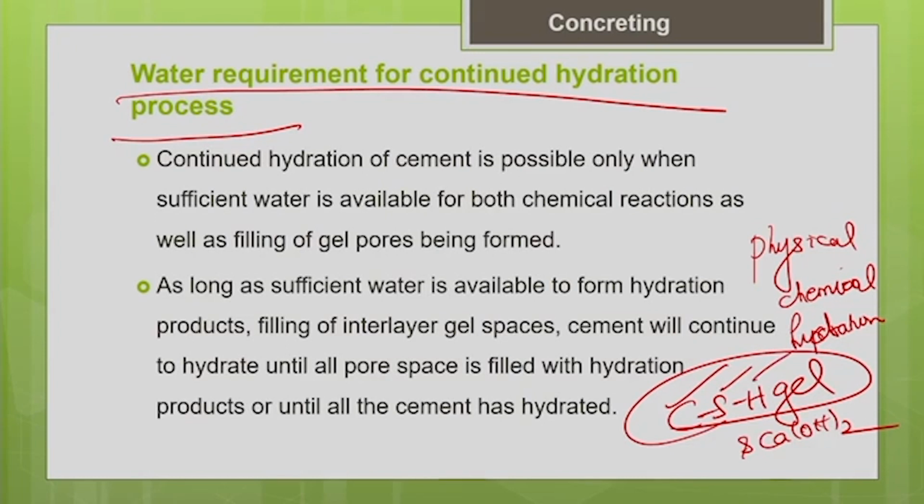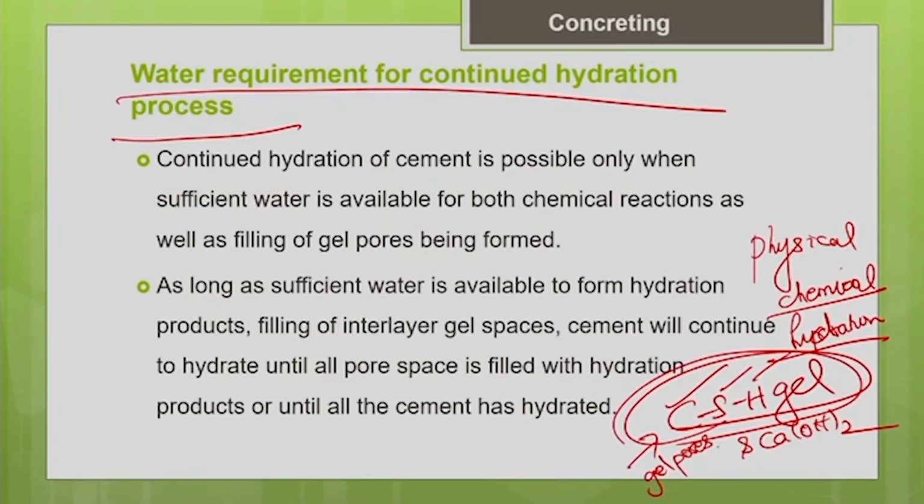Okay. So, we need water for this chemical reaction, that is chemical hydration. And what is this physical hydration? When these hydration products form, this CSH gel, there are a lot of gel pores, a lot of voids or gel spaces or pores in these hydration products. These pores should be filled with water. That is very important. Then only your hydration will be complete. So, for filling of the gel pores in the hydration products we also need water, that is called physical hydration.